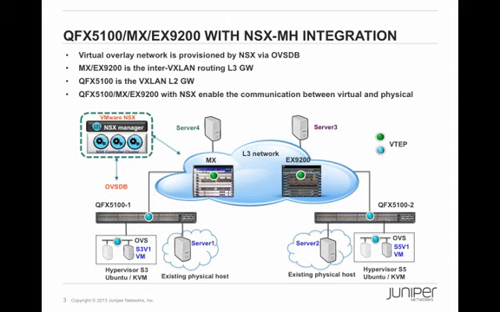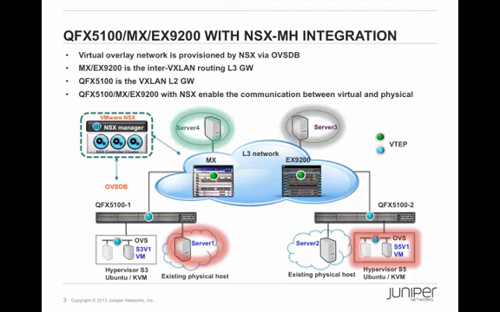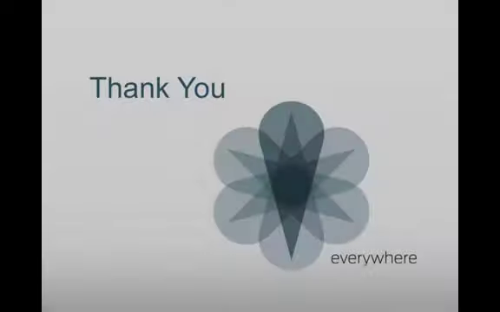Now let's go back to review the topology again. What we have demonstrated is a virtual overlay network. It's being provisioned by NSX, and MX and EX9200 perform the layer 3 Inter-VXLAN routing. QFX 5100 is a VXLAN layer 2 gateway, and altogether they provide a comprehensive network virtualization solution without boundaries. So this concludes our demonstration. Thank you for your time.